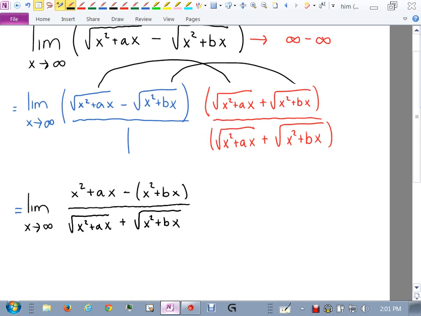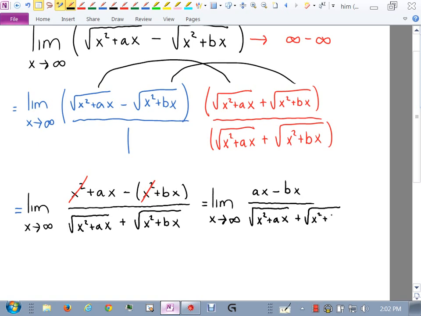Let's see. What do we get? Limit. Do you see what we can cancel in the top? The x squareds are going to cancel. So what's still there? ax minus bx over the square root of x squared plus ax plus, that's a big deal, x squared plus bx.